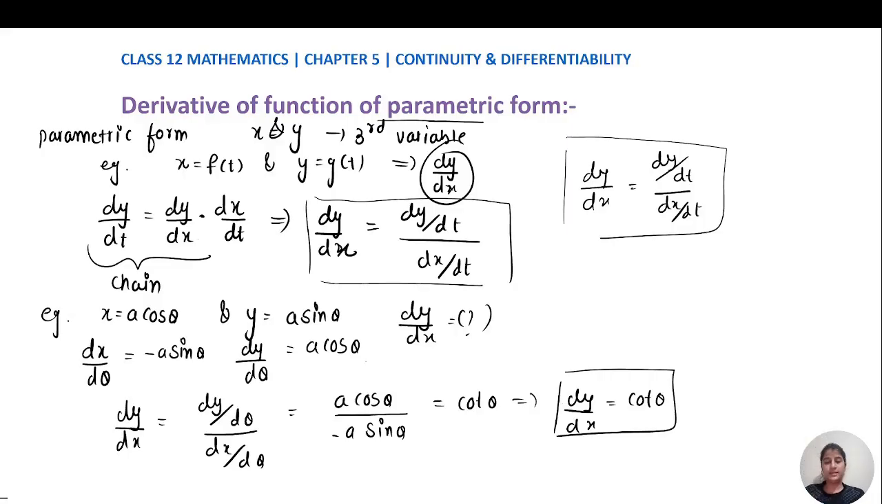Now we have just completed all our topics. So this is all about continuity and differentiability. Now we will continue with the questions in the next videos.